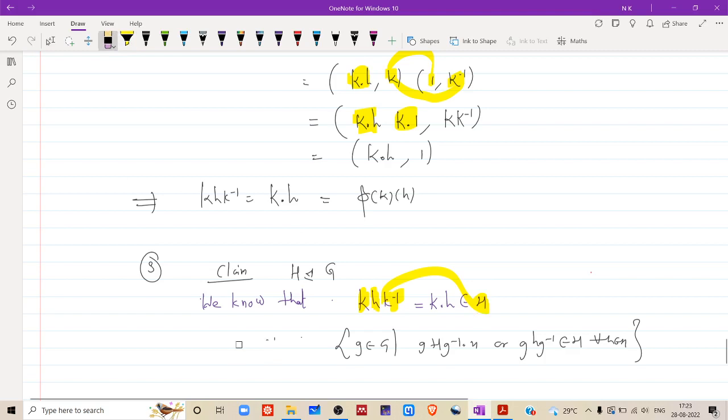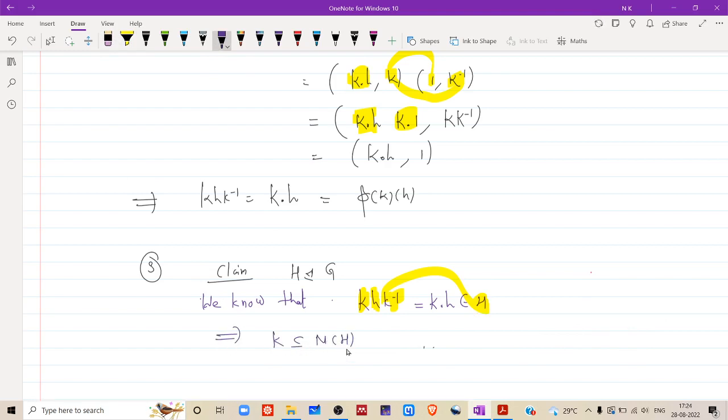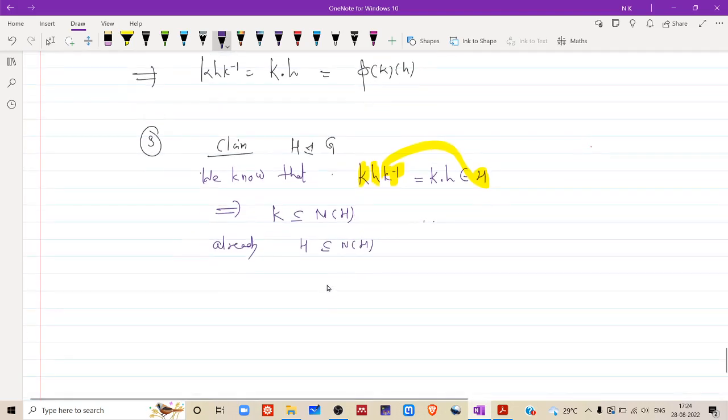So I can use that idea and I can write here that K is contained in the normalizer of H. Okay, so what does this imply? This implies K is a subset of the normalizer of H, right? But already every subgroup normalizes itself, so H is also a subset of the normalizer of H, right? Okay, so what will happen? HK is a subset of the normalizer of H, so this implies HK is contained in the normalizer of H, right? Okay, but what is HK? Because it is given that HK is equal to G.